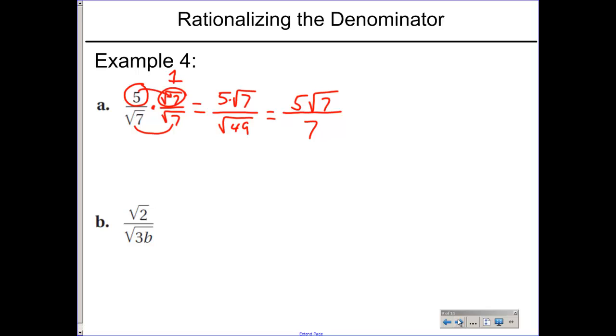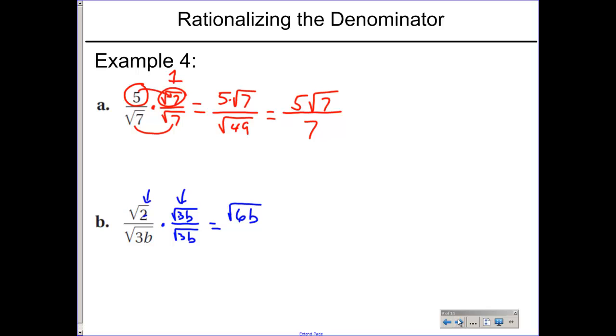And the same thing down here on example B. Square root of 3b is not a perfect square. So I'm going to multiply it by the square root of 3b over the square root of 3b. Multiply across the top. Now, this number and this number are both irrational, so now I can actually take the 2 and times it with the 3, and the 2 times 3 is going to give me 6b, and I still have that underneath the radical.